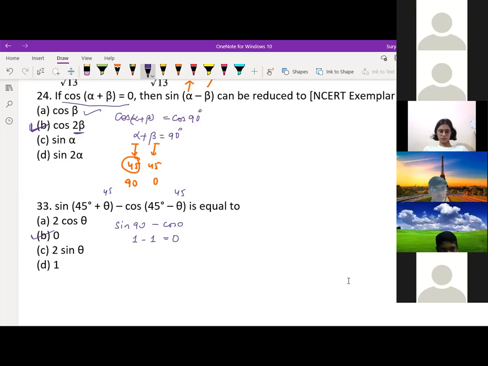Theta I've taken 45 only. Sine 45 plus 45 is 90, so sine 90 value is 1. Minus cos 45 minus 45, so cos 0. Cos 0 is 1 only. The 1 minus 1 is 0.